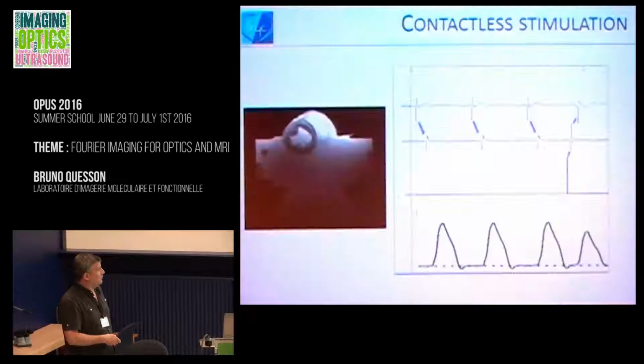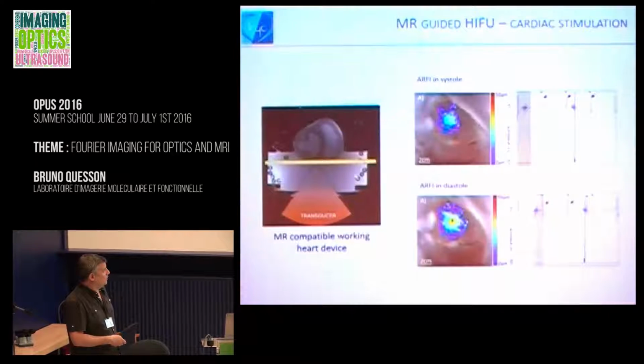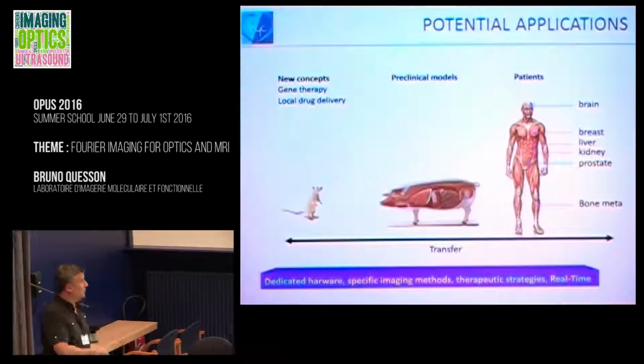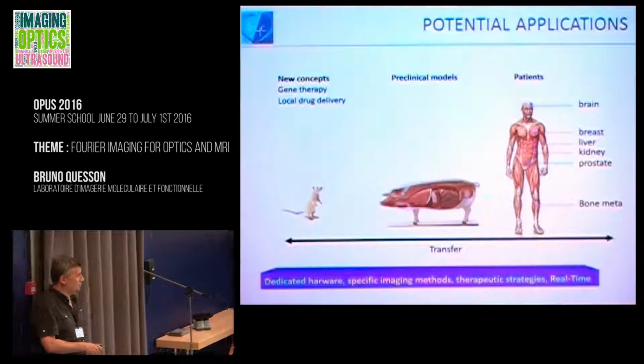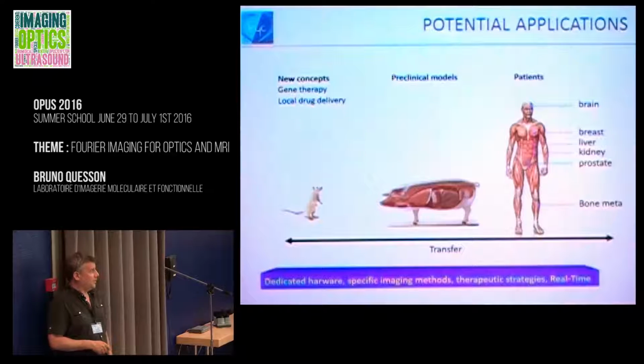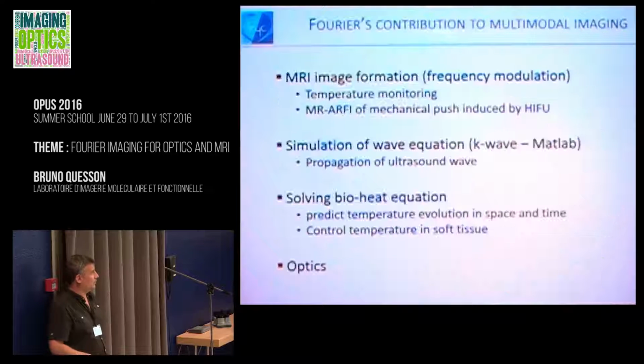I'm going to skip this. It was an example of what you can do also on the heart. And just to conclude, potential applications go from the small animals to large animals and of course to humans. There are already a number of devices existing for treating pathology in patients, but each time it's dedicated hardware for HIFU, specific MR imaging methods, therapeutic strategies, and also real-time imaging.